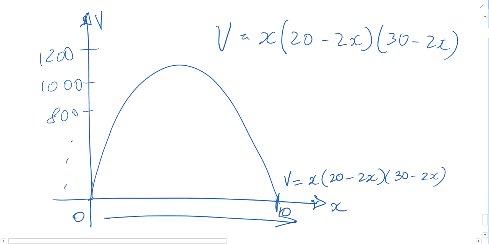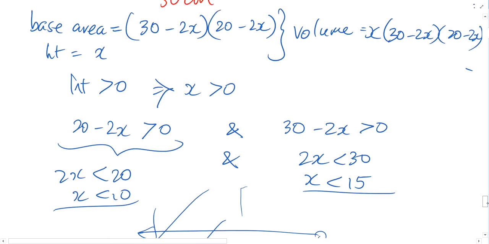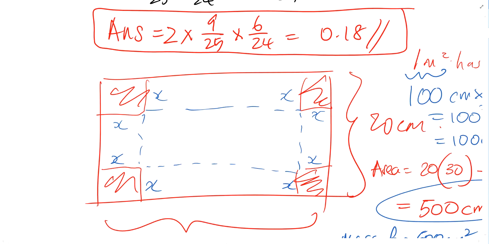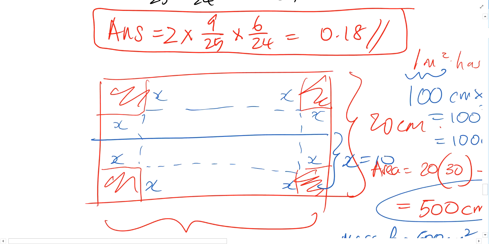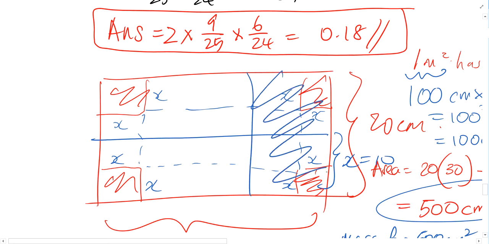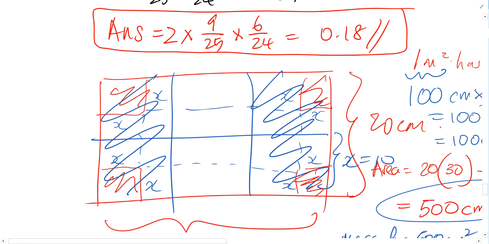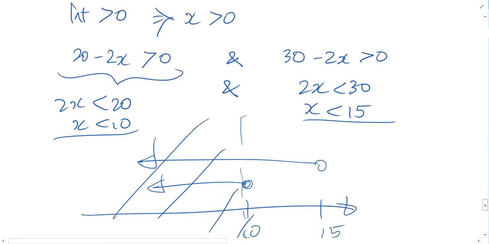When x is equal to 10, what does your cardboard look like? This is x equal to 10. You cut out this square, you cut out this square, 10 by 10. You're left with a flat piece of cardboard again. Volume is 0 now. Get it? Okay, so this is why our graph looks like this.